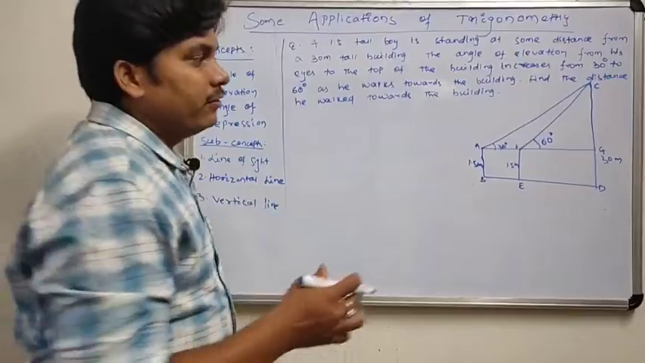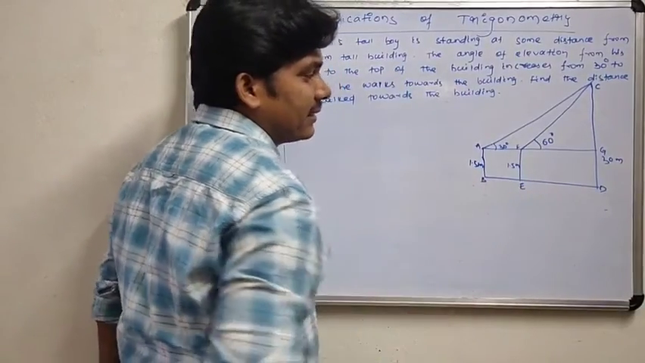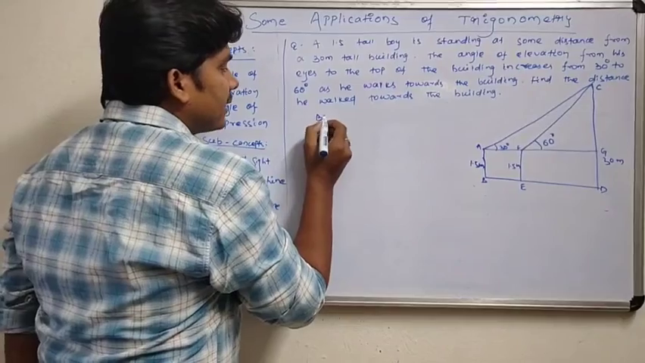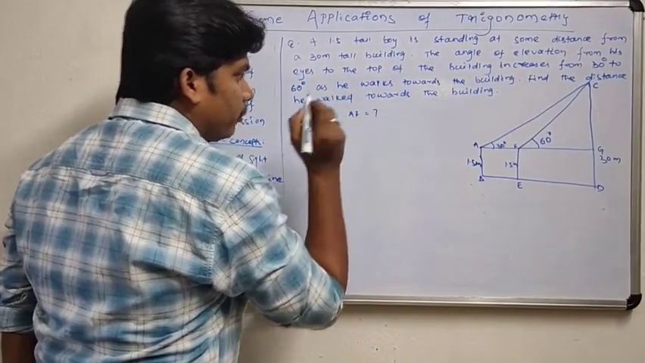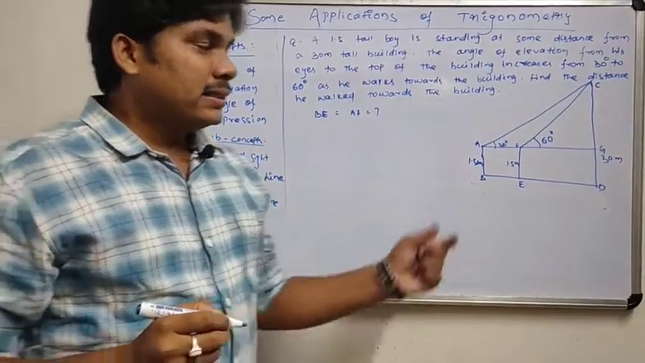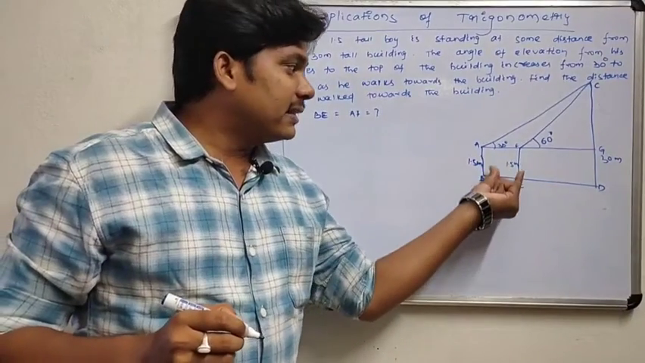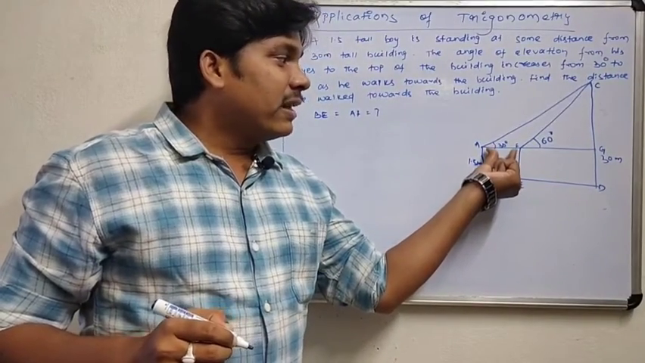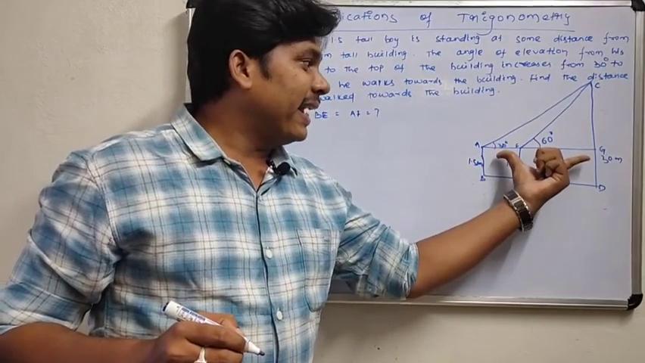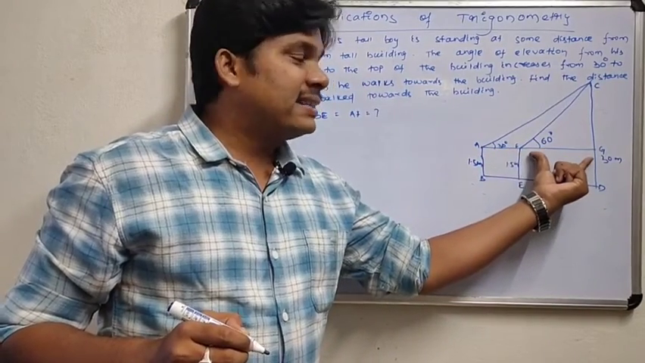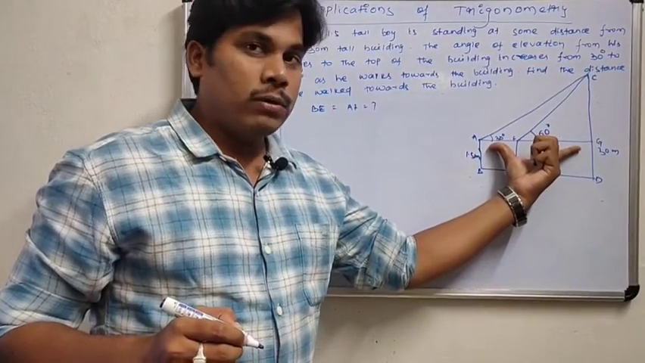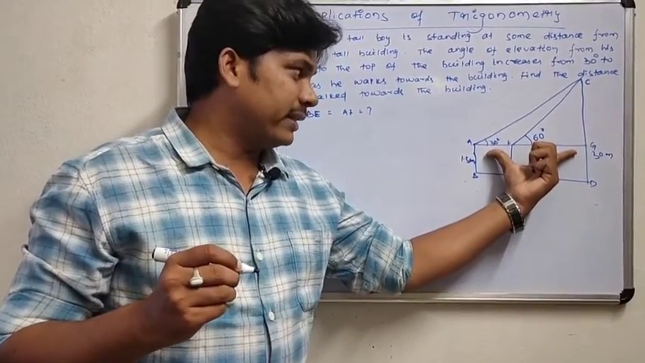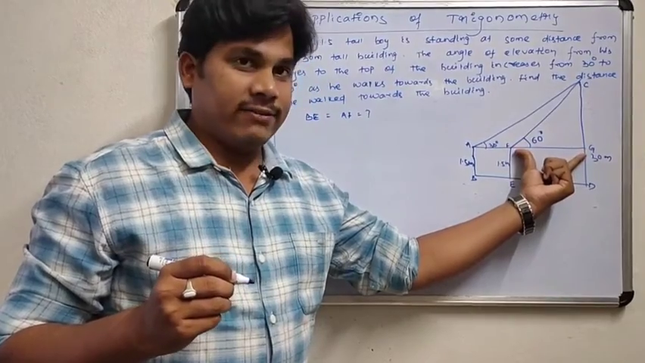Remember this point. We have to find this BE distance. That BE distance is nothing but the distance of AF. We have to find the BE and AF. See students, how will we get this AF? We will get the AF by subtracting AG and GF. Now the point is, we have to get the AG and GF.